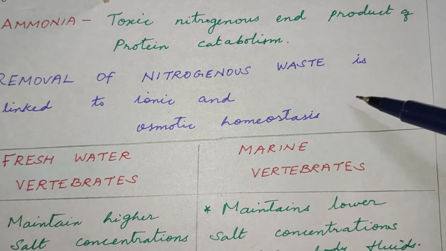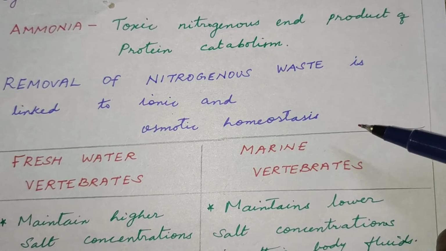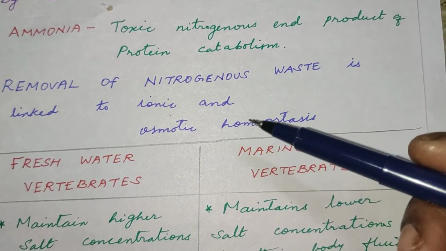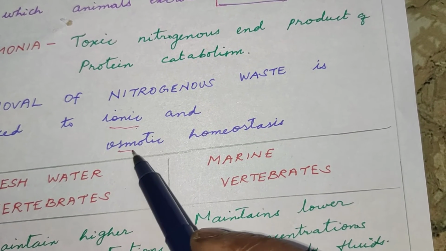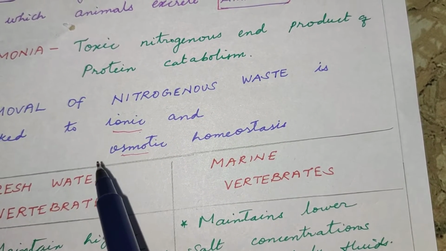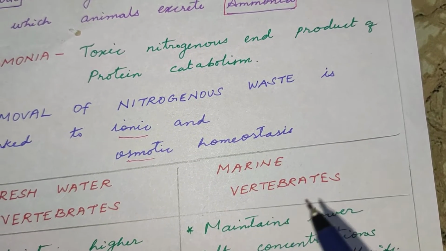The removal of nitrogen waste is linked to ionic and osmotic homeostasis. So this should be regulated. Movement of ions and movement of water should be in balance, so that the nitrogen waste is removed from the body.